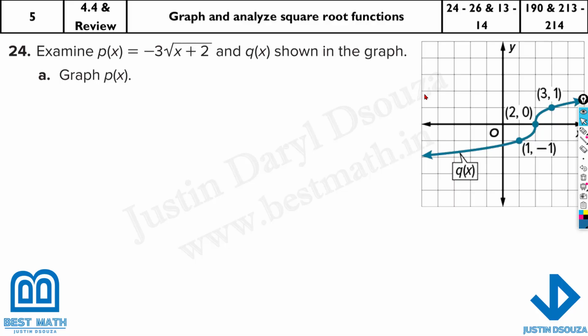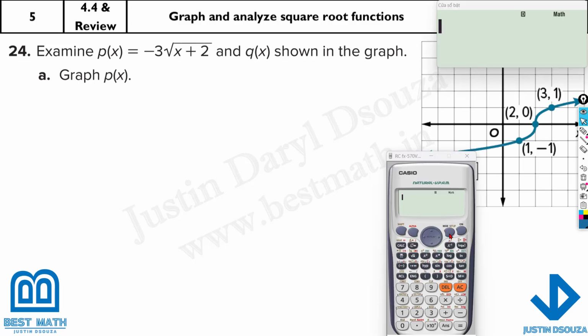So first thing is, we need to graph this given function minus 3 square root x plus 2. That is not the same as this one. When you look at this, you'll come to know this is a cubic graph. This is a square root graph. How do you graph it? Let's make a table and then graph it.